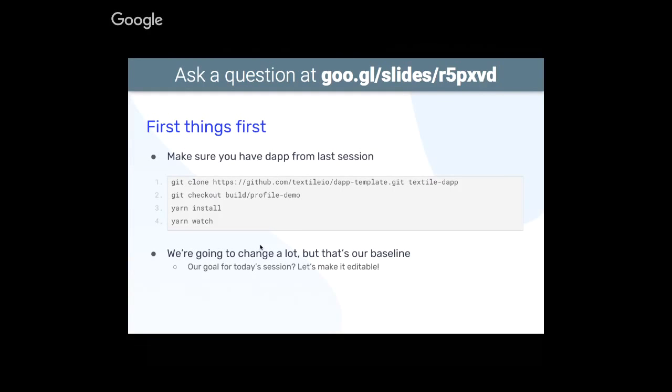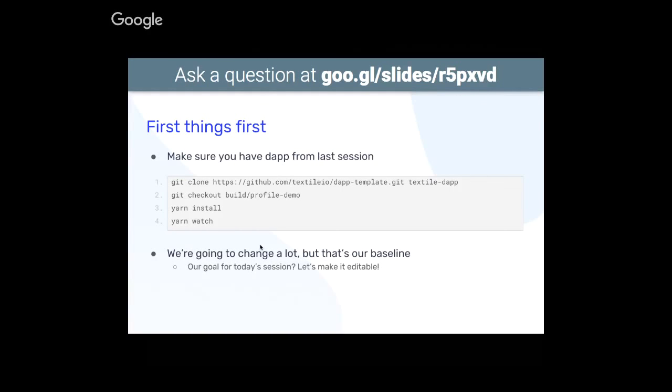First things first, make sure you have the Dapp from our last session. The easiest way to do that, if you haven't already, is to clone the Textile Dapp and check out the profile demo branch. You can yarn install it, then yarn watch it, and go to localhost on port 8000 to see the working Dapp. So that's our baseline. We're going to change a lot of it over the next couple of minutes and over the next couple of days working at home.